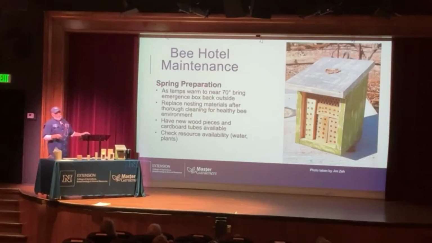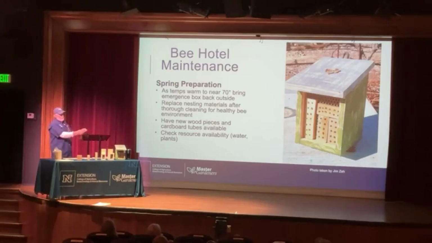Spring preparation. So the temperatures are starting to approach 70 degrees. You're ready for the bees to be active. What you want to do is bring the emergence box back outside. Make sure it's back outside because they're going to wake up. You don't want them flying around your garage, right? So bring it back outside and then replace the nesting materials in the house.